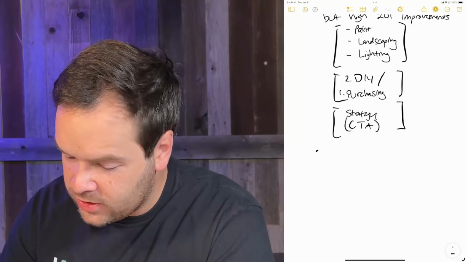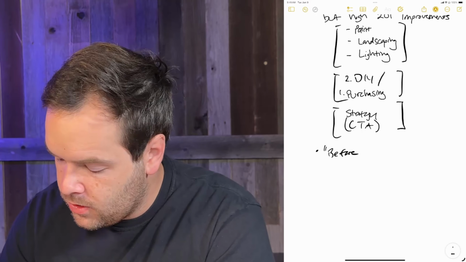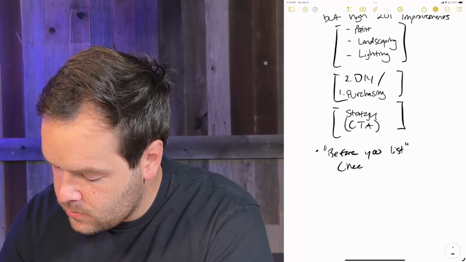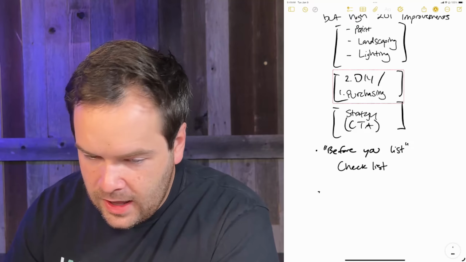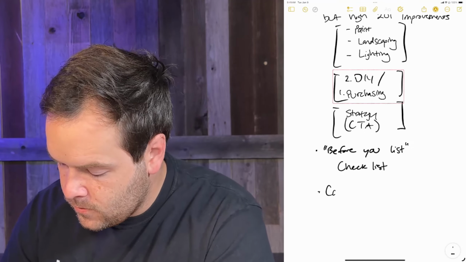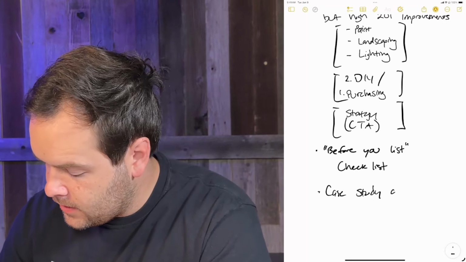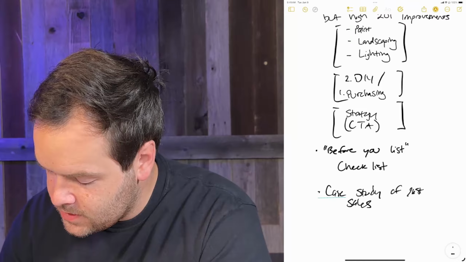You can also even include, just to increase the value here, a before you list checklist, and then a case study of past sales.